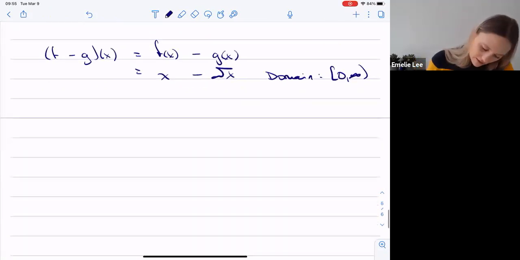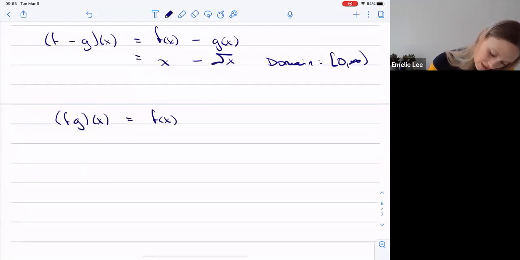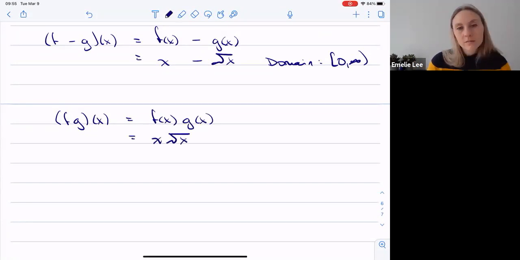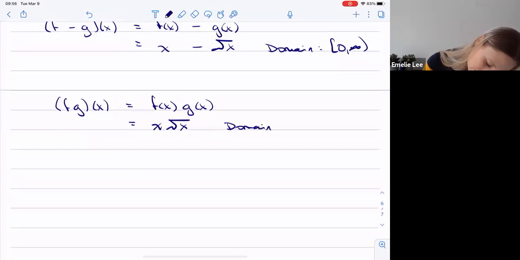fg of x is f of x times g of x, which is x root x. You could probably simplify that a little bit, using your exponent laws. This is x to the power of 1, this is x to the power of 1/2. We could simplify this as x to the 3/2, but I'm actually just going to leave it because I'm lazy. And you can too. So the domain here again is from 0 to infinity.